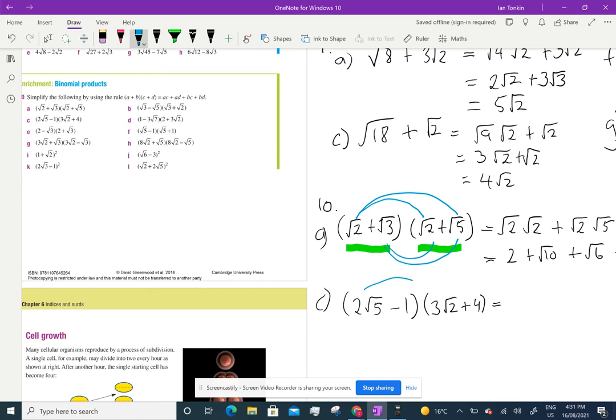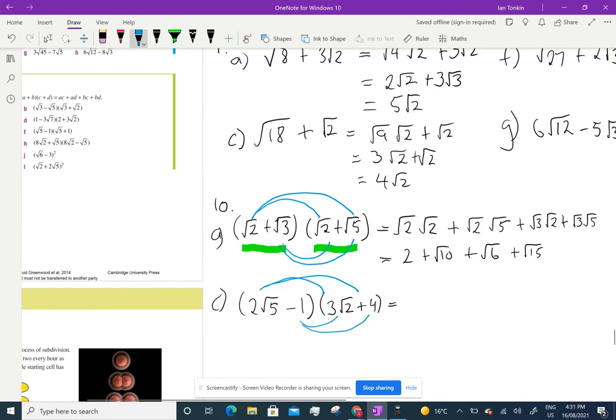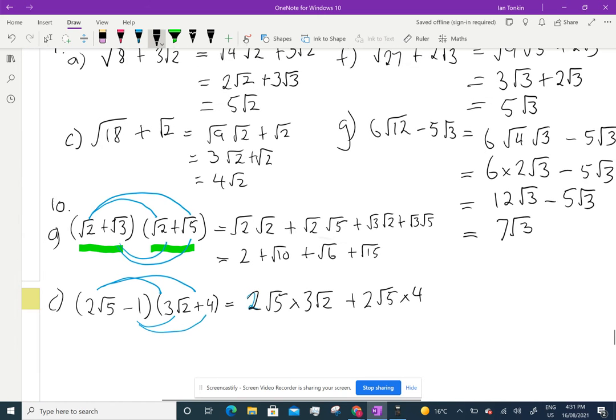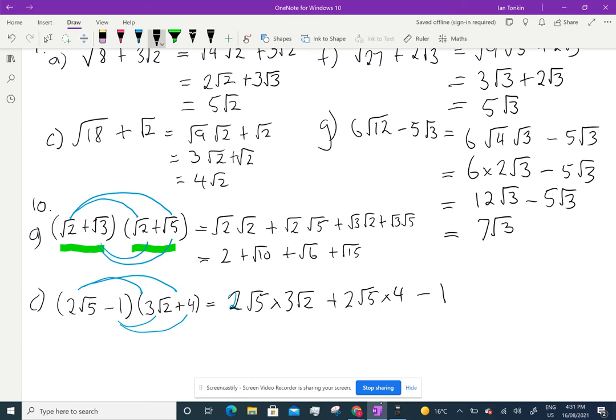Here's my expansion. I'm going to get that times that times that, and that times that times that. Have to be careful this time because I've got a negative. So I'm going to write it all out again. So I get 2 root 5 times 3 root 2. It all looks pretty complicated, but it's not. Plus 2 root 5 times 4. Now I've got minus, so minus 1 times 3 root 2 minus 1 times 4.